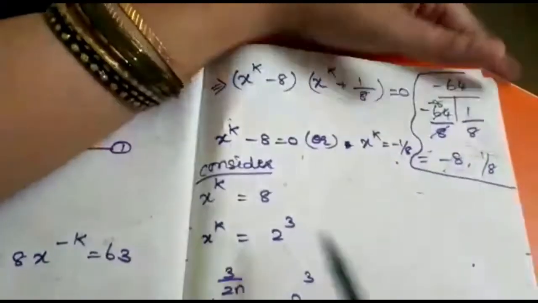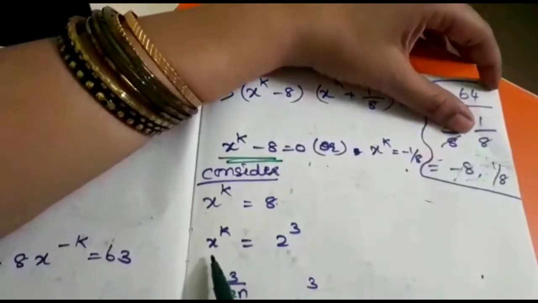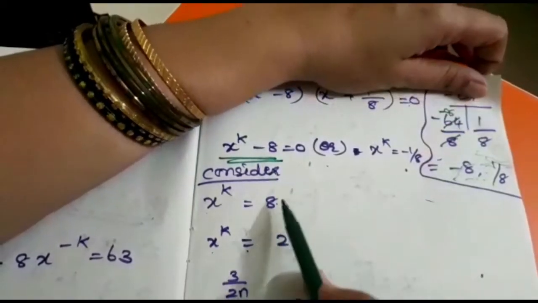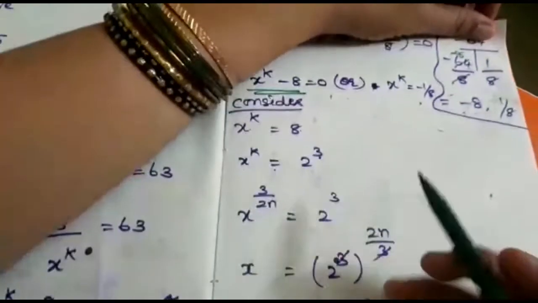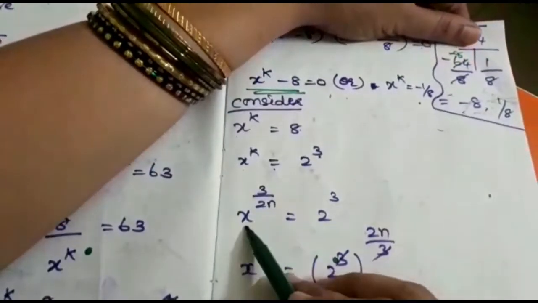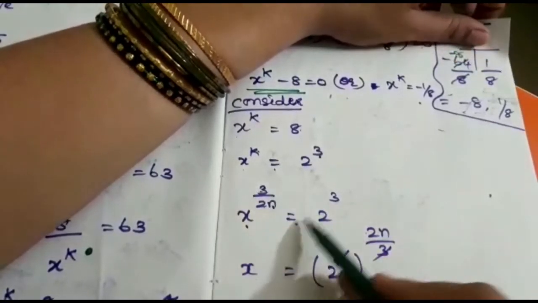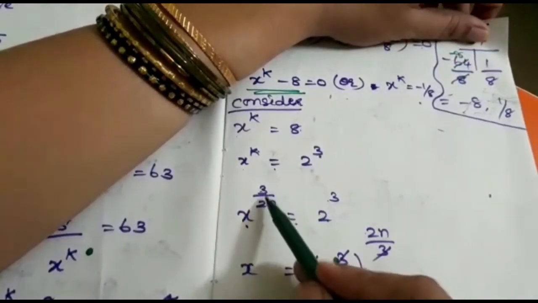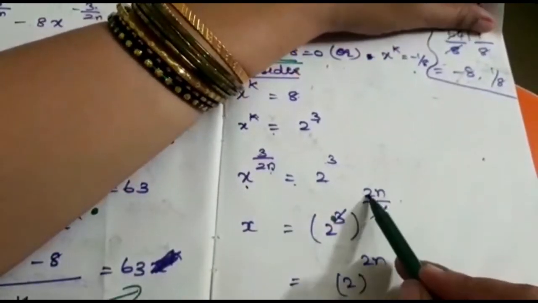So now I want to consider this alone. x^k is equal to 8. So x^k is equal to, this 8 can be written as 2^3. X power, instead of k I can write 3 by 2n, is equal to 2^3. This 3 by 2n I am going to take to the right hand side. This will become 2n by 3.